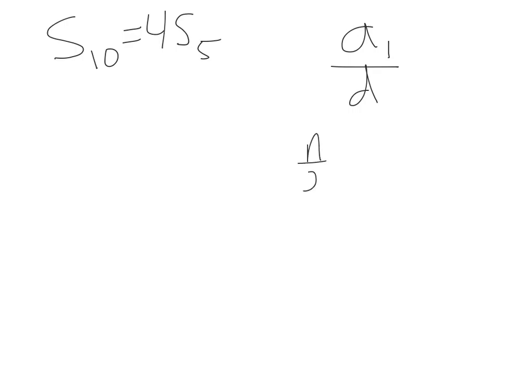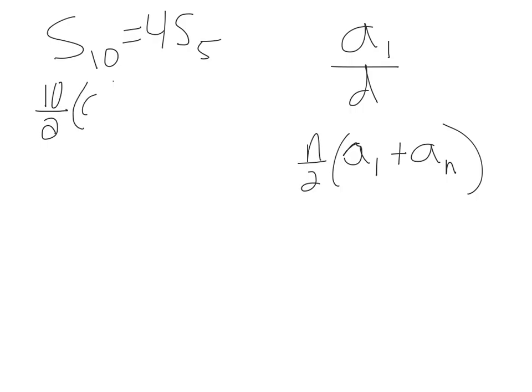n over 2 times the first term plus the last term, we know that on the left-hand side, since there's 10 terms, the sum of the first 10 terms, I can say 10 over 2, because that's n, times the first term, which we don't know, plus the 10th term, which we don't know.